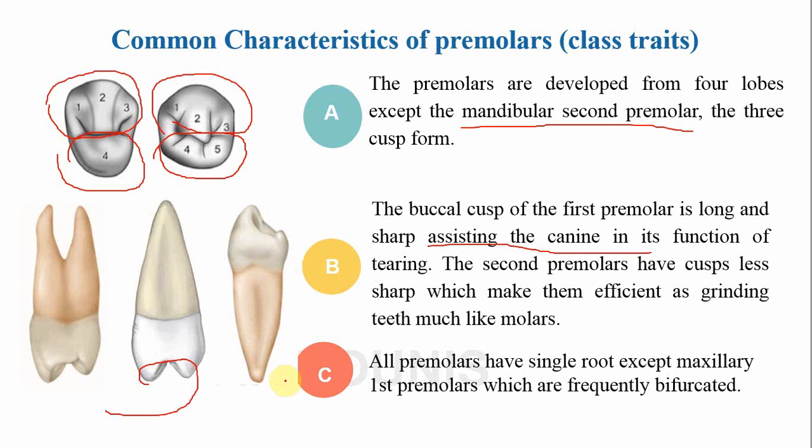This is the mandibular first premolar, except the maxillary first premolar, which is frequently bifurcated. Only the maxillary first premolars, in most cases, 80% of the cases, have 2 roots, buccal and palatal or lingual.